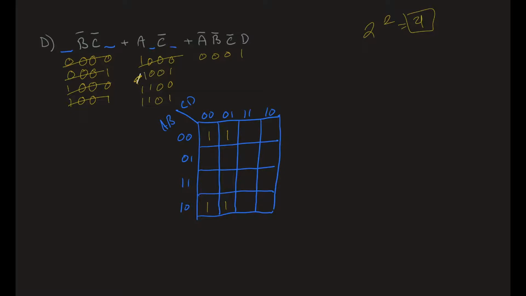1, 0, 0, 1 is already filled out, so we don't need to do it again. 1, 1, 0, 0 is here. 1, 1, 0, 1 is here. And 0, 0, 0, 1, already filled out. Look at that. So I can tell you one thing, this circuit is going to shrink a lot. Yep. We're going to be able to turn it into 2 terms of 2.